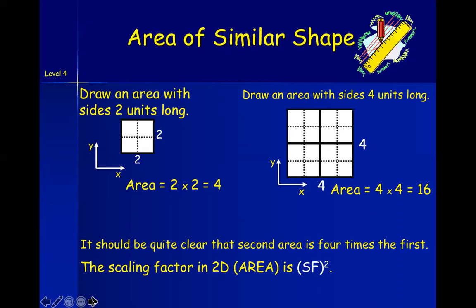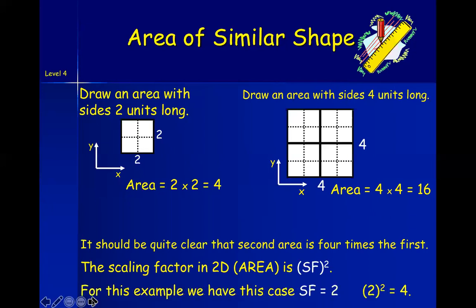So the scaling factor in 2D area is 2 to the power of 2 to get your 4. So every time you're going to find your scaling factor, if it's areas that you're trying to go from one area to a bigger area, the scaling factor needs to be squared. Okay? So the scaling factor would be 2 squared, which is 4.